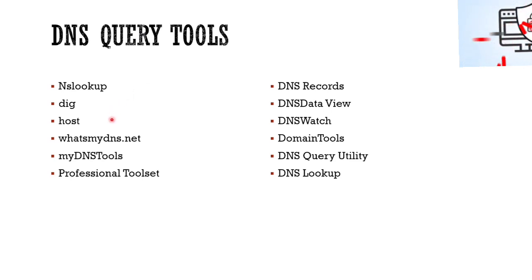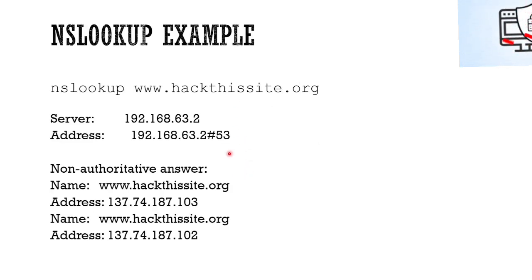Here's an example using NSLOOKUP. We just want to NSLOOKUP www.hackthissite.org. Okay, give us back the server IP, its address and port. And also, here is a non-authoritative answer, meaning I'm not the one that, as a DNS server, actually holds the DNS zone, the database file, but I learned it from another DNS server. So here's an IP address that I learned, and here's another IP address that I learned.